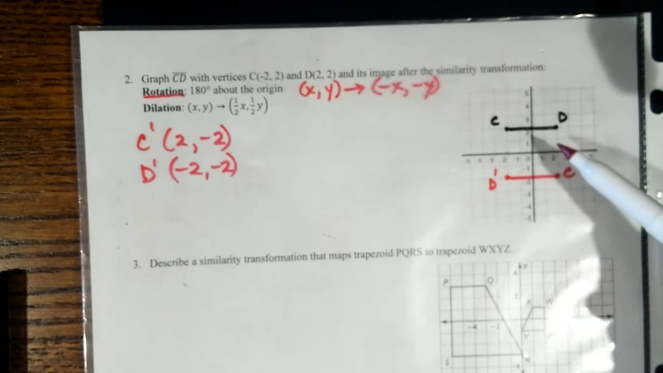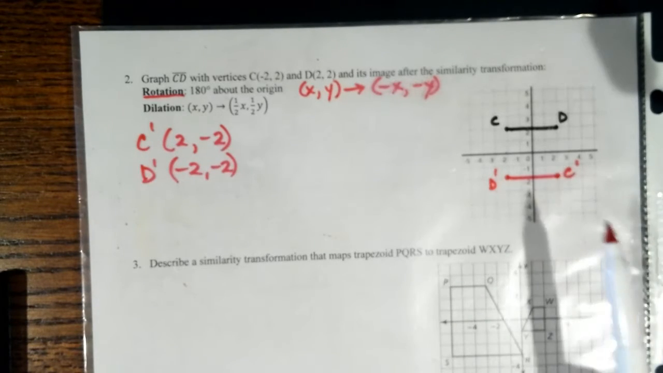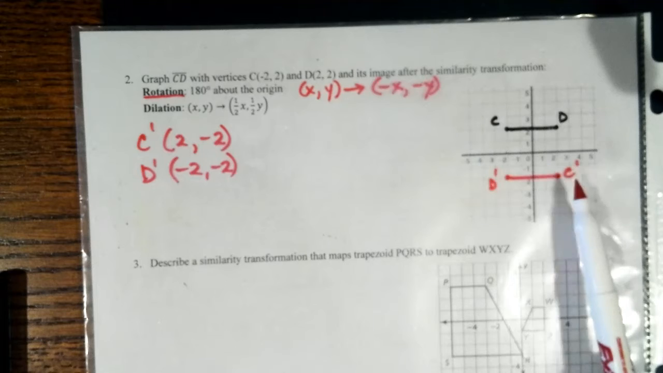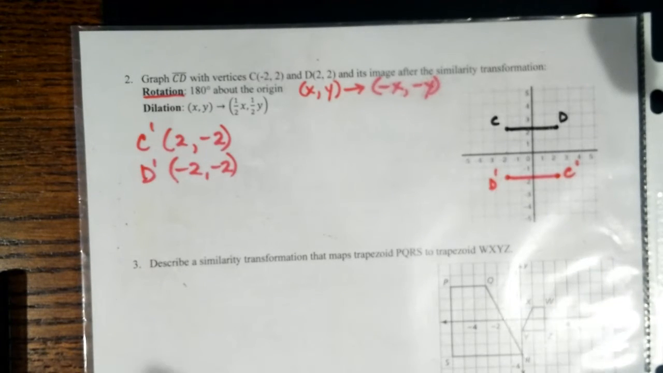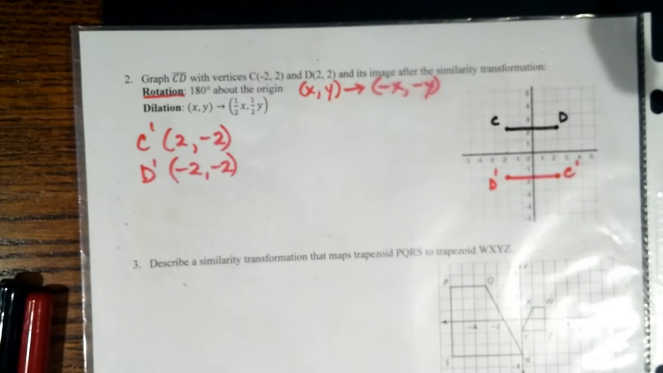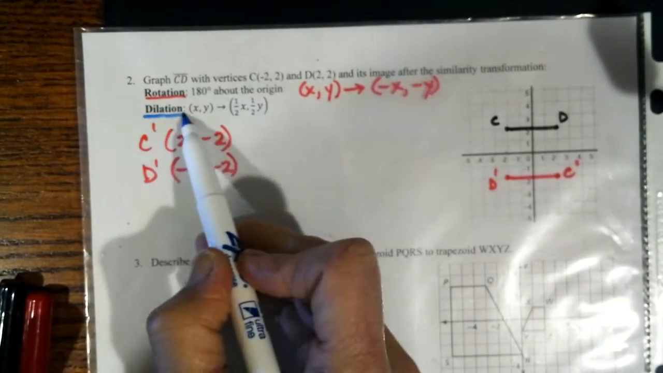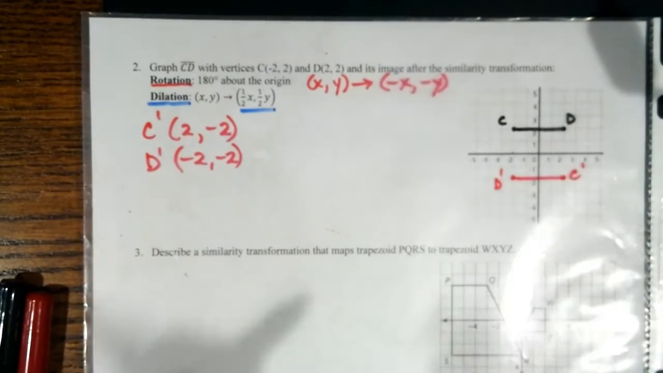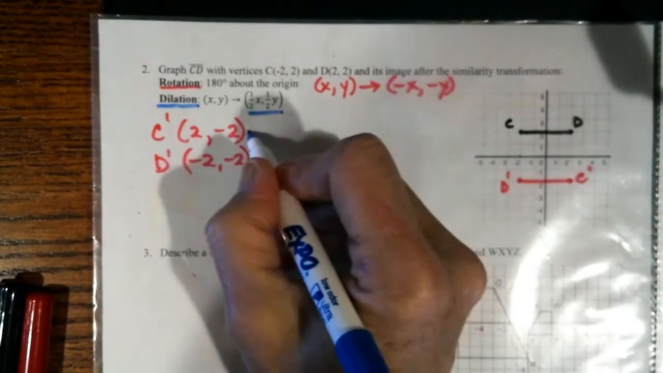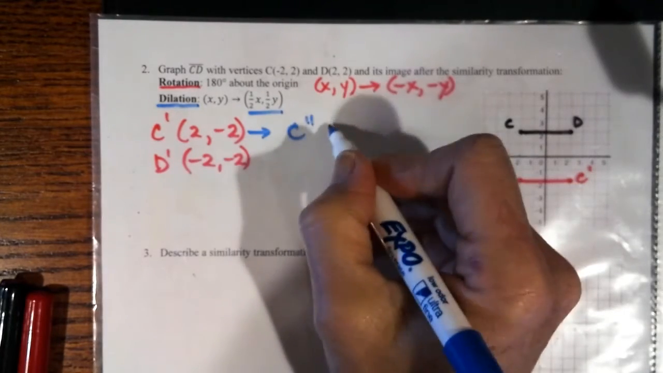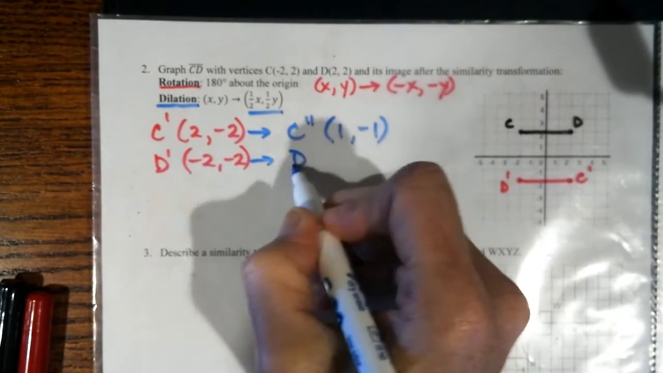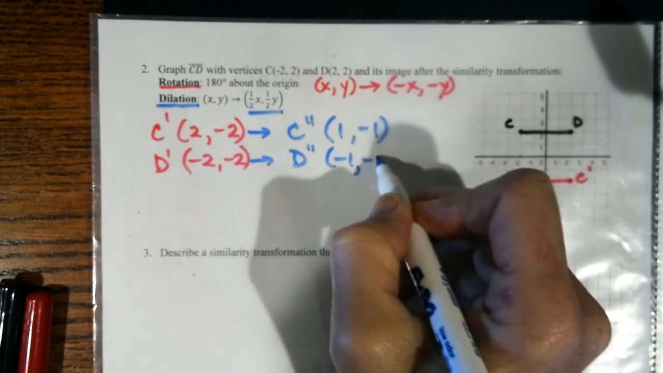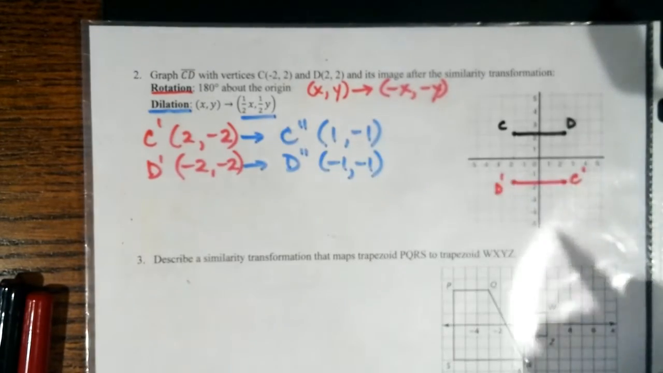See how even though it looks like a translation, it is a rotation because C is over here now and D is over here now. So that switches that. And of course, the last one is going to be the dilation, and we're going to make those a half. Okay, so now C double prime is going to be 1, -1, and D double prime is going to be -1, -1, because I just take half of those numbers.